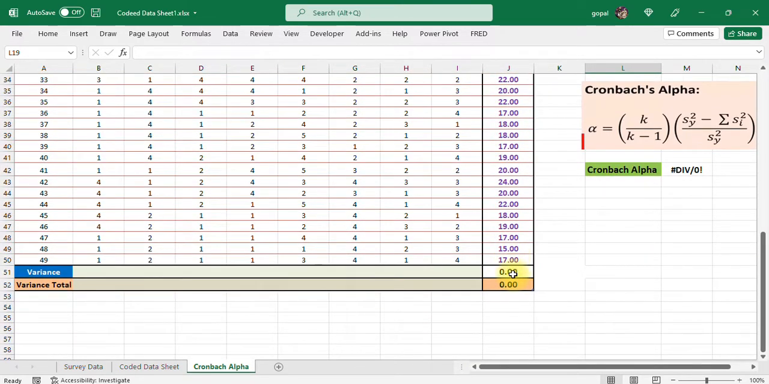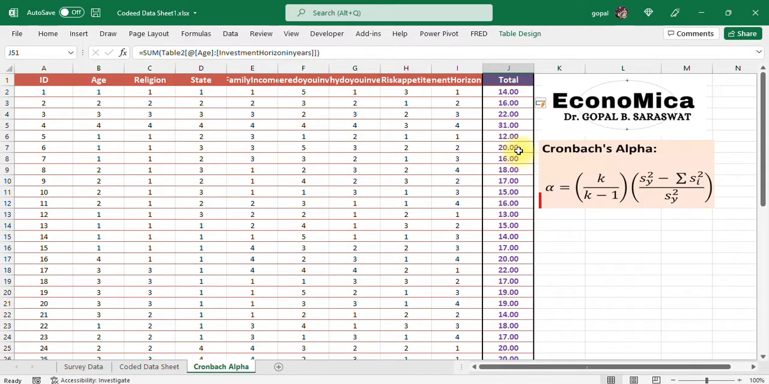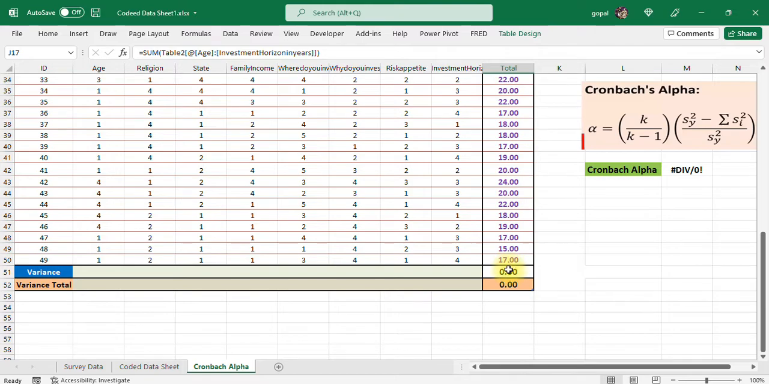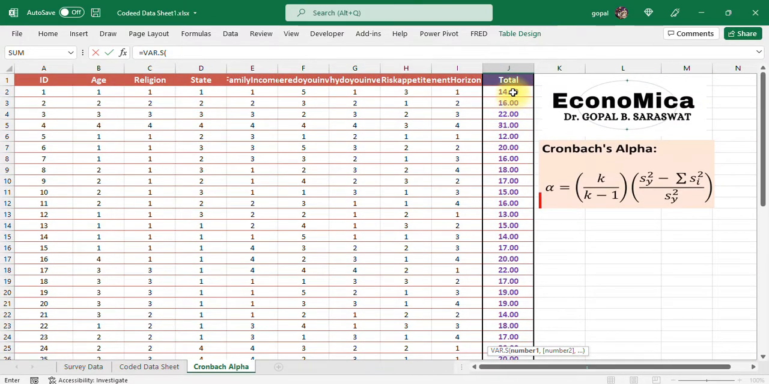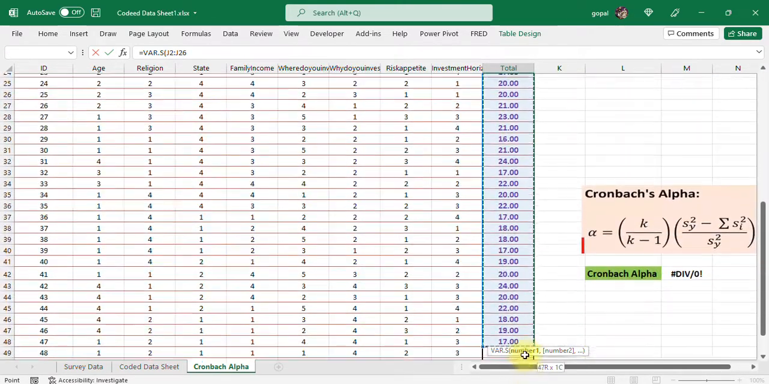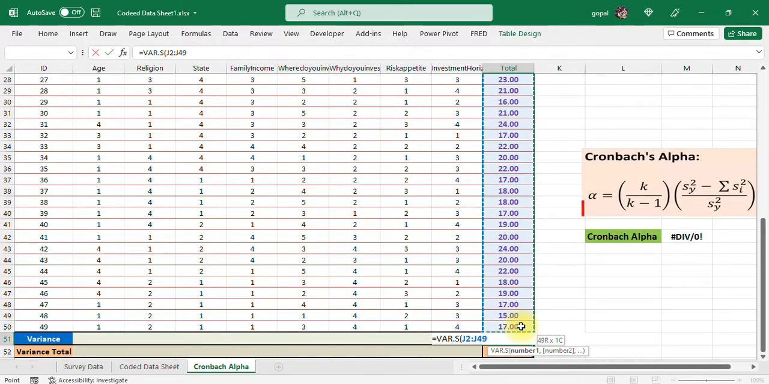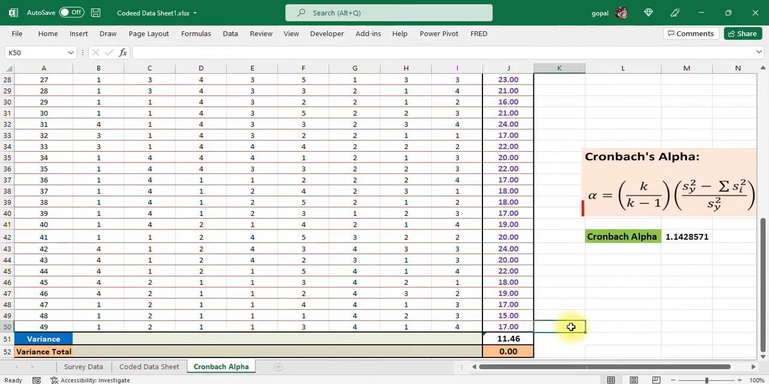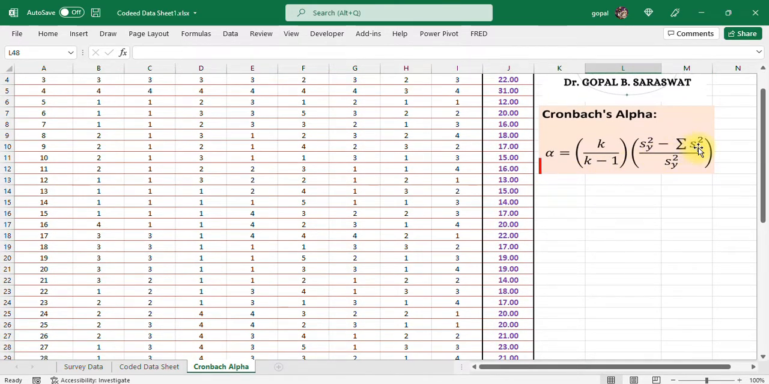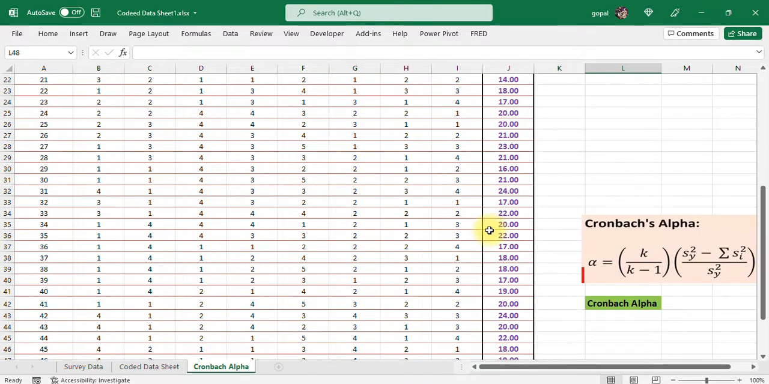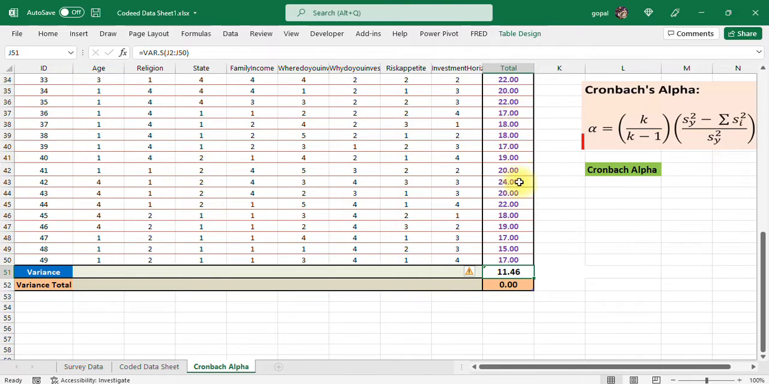Now I have to calculate the variance of these scores of individual respondents. So again equal sign VAR, and I will use VAR as this is for a sample, and this is my sample score. I want to calculate the variance of individual respondent scores, and that comes to 11.46. Then after, I need to calculate the sum of variance.